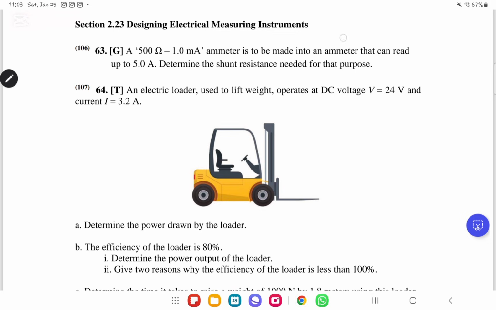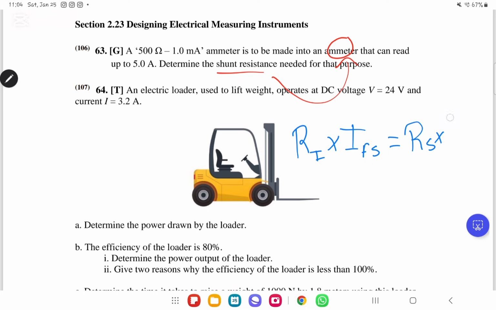We are dealing first of all with the ammeter and the shunt resistance. What we should know is that the ammeter is connected in series, so the shunt is going to be connected oppositely, so in parallel. Then we need to apply this equation. The equation states that the resistance of the ammeter multiplied by the initial current is equal to the resistance of the shunt multiplied by the needed current, the current we need to read up to, minus the original current.